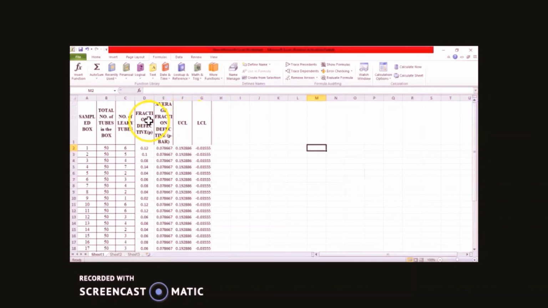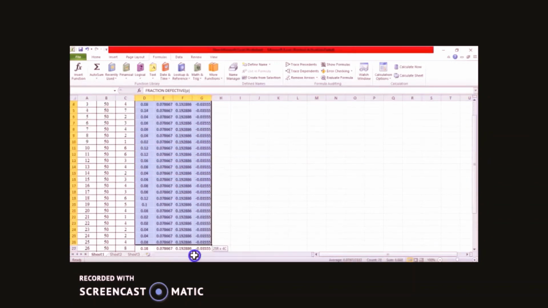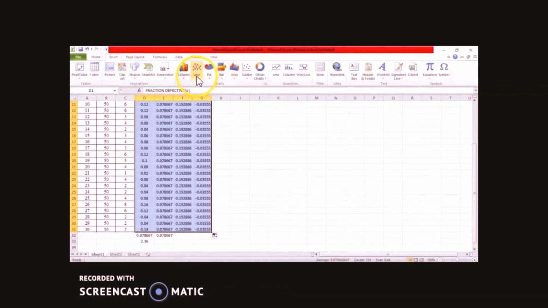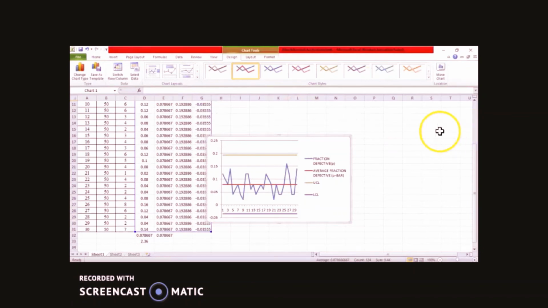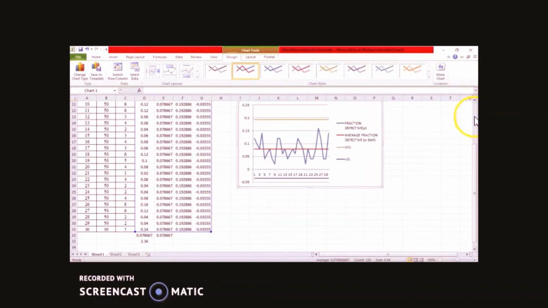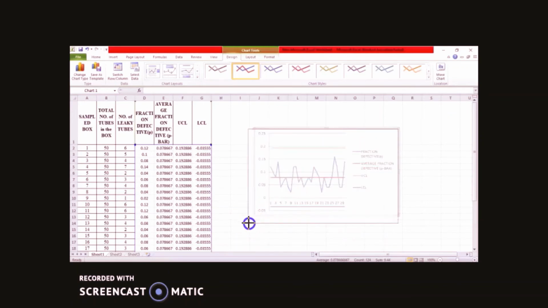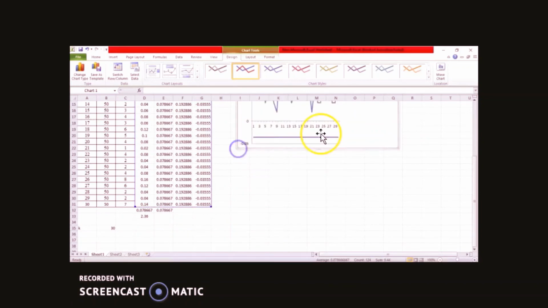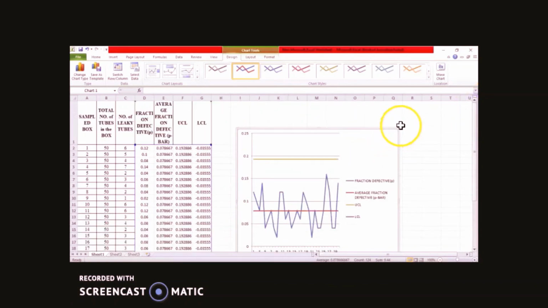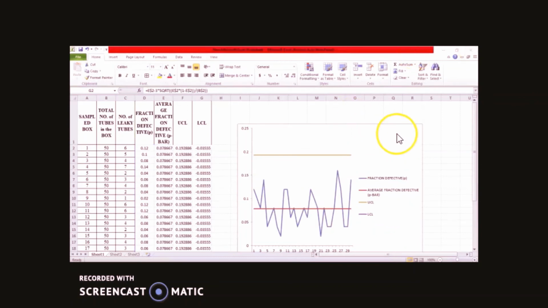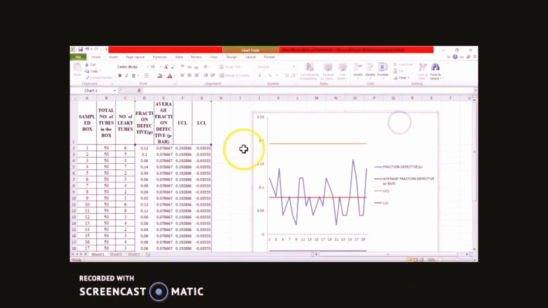Now with the help of these four values we are going to prepare the line graph. Insert line graph, and here comes your line graph. I'll just drag it a bit here and expand it a little. Now as you can see from this graph, the values used to prepare the graph are the upper control limit, lower control limit, the P bar value and the fraction defective value.